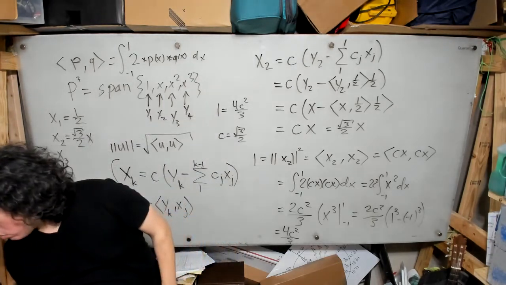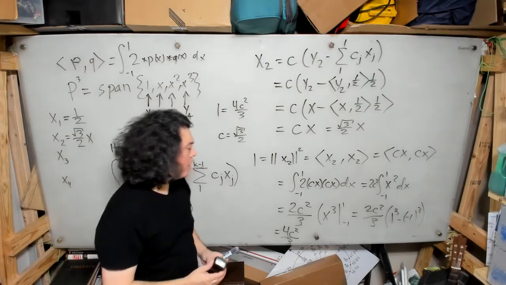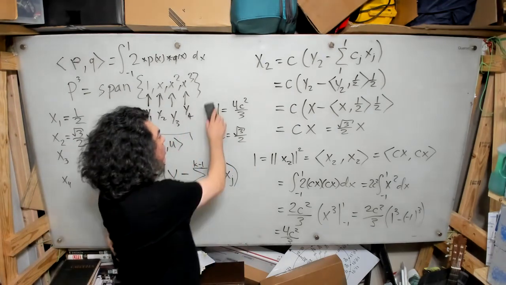So now what we're going to do is we're going to calculate our third member of our orthonormal basis.